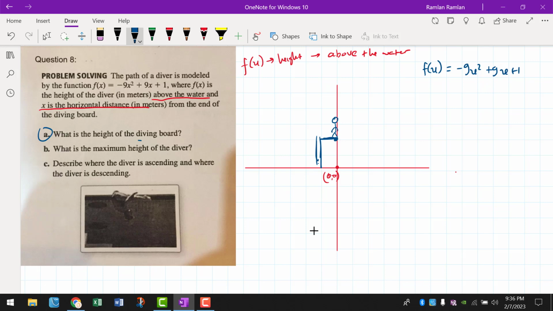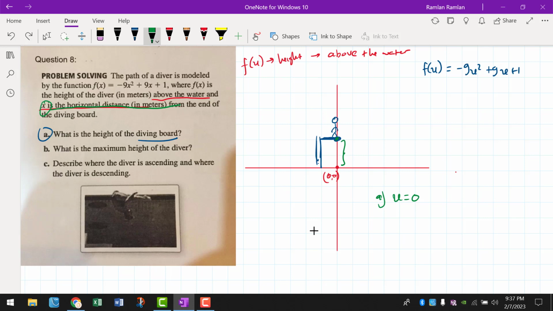What is the height of the diving board? So notice that the diving board is over here. This is the diving board, and this is the point over here, which means that we are looking for this height over here. The x value is the horizontal distance from the end of the diving board. Because you're on the end of the diving board, question A is where the x value equals 0, because you haven't gone anywhere to the left or to the right of that point. So the horizontal distance is equal to 0.